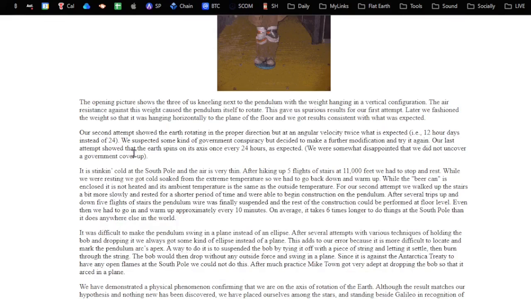Let's see where we're at here. Let's go a little bit. Where are we at here? The opening picture shows us three kneeling next to the pendulum with the weight hanging in a vertical configuration. The air resistance against this weight caused the pendulum itself to rotate. This gave us spurious results.